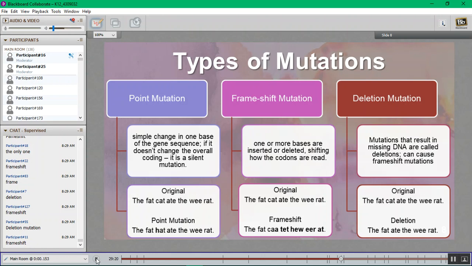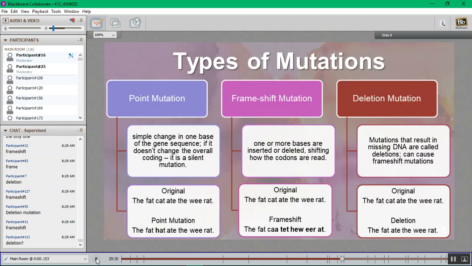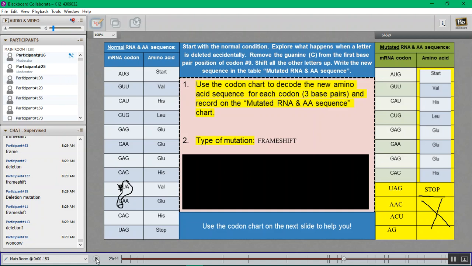Okay, so if we read the instructions of that example that we just had, it says it is deleted accidentally, okay? So it's a deletion. However, if we go back over here, look what it says. These deletion mutations can cause frame shift mutations. What? Isn't that crazy? So it's like a little bit of both. Does that make sense, you guys?